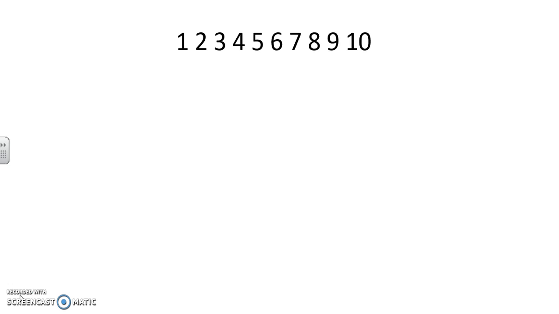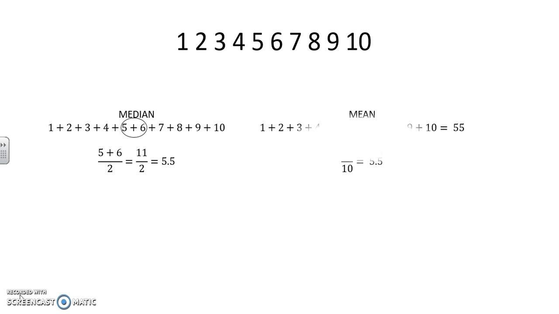Take this data set. You have 10 numbers, 1 through 10. Let's find first the median. Okay, so we have the numbers in order, we find the middle two numbers, divide by 2, and we get that our median is 5.5. Now let's find our mean. When we add all the numbers up, we get 55, divide by 10, and we also get 5.5. When our data is symmetric, our mean and median will be exactly the same. And as your data is roughly symmetric, you'll see that they're about the same value.